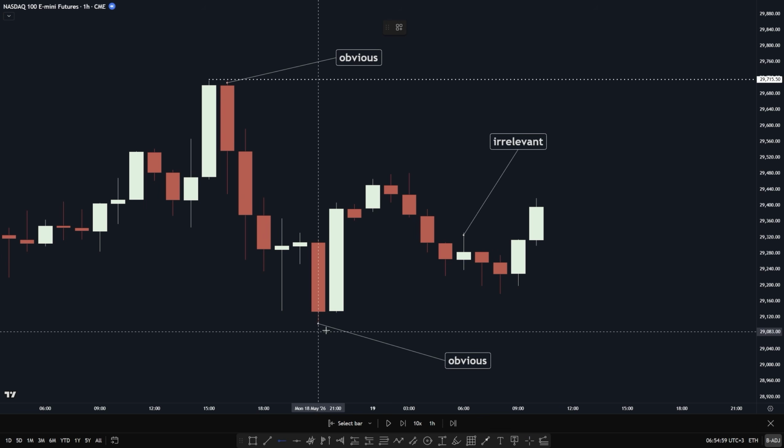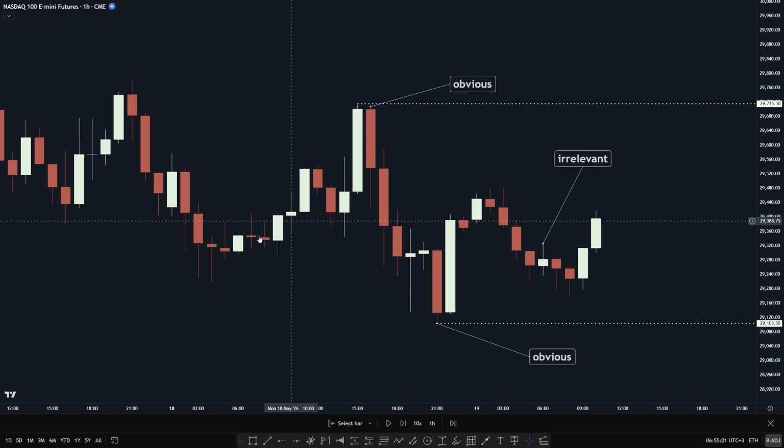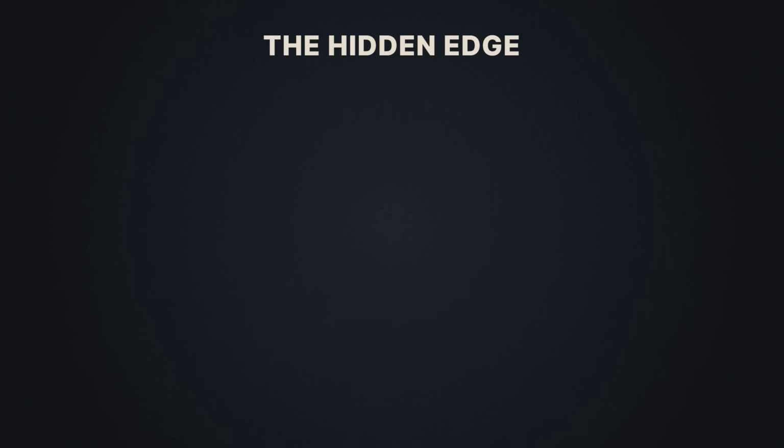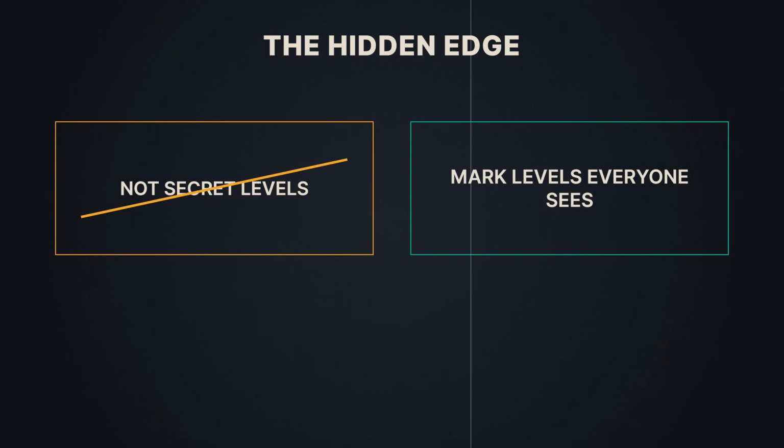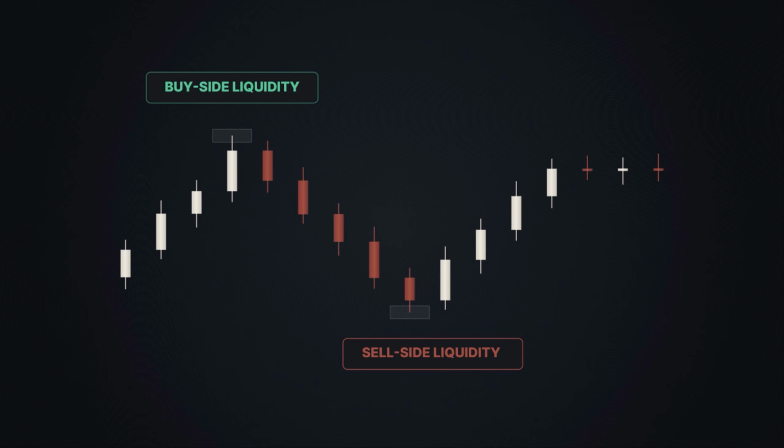The best liquidity levels are usually not clever. They are obvious. That is the hidden edge. You are not trying to find the secret level nobody sees. You are marking the levels everyone sees, because those are the levels that attract stops and breakout orders.